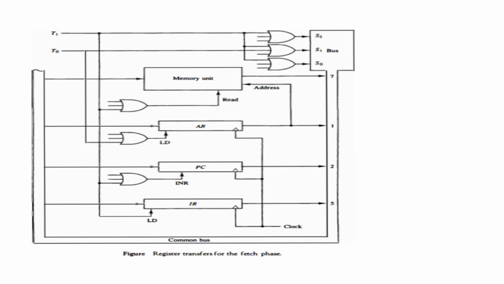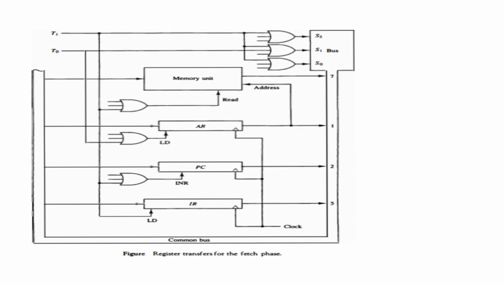Since only AR is connected to the address inputs of the memory, it is necessary to transfer the address from the program counter to the address register during the clock transition associated with the timing signal T0. The instruction read from memory is then placed in the instruction register IR with the clock transition associated with the timing signal T1. At the same time, the program counter is incremented by 1 with the help of the sequential counter to prepare it for the address of the next instruction in the program.